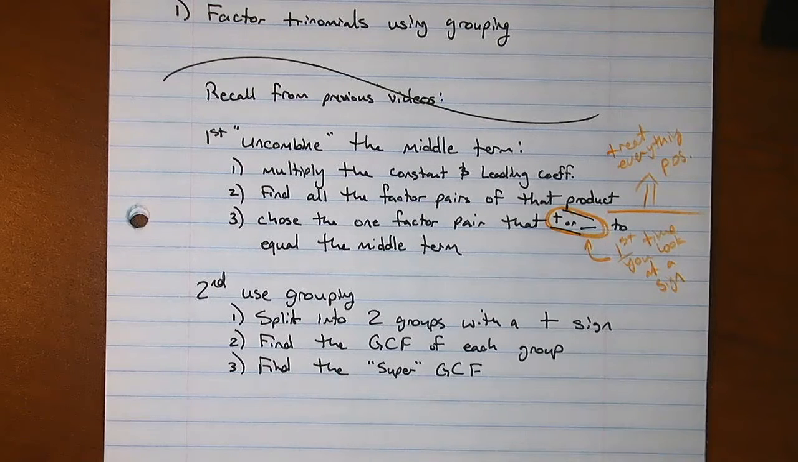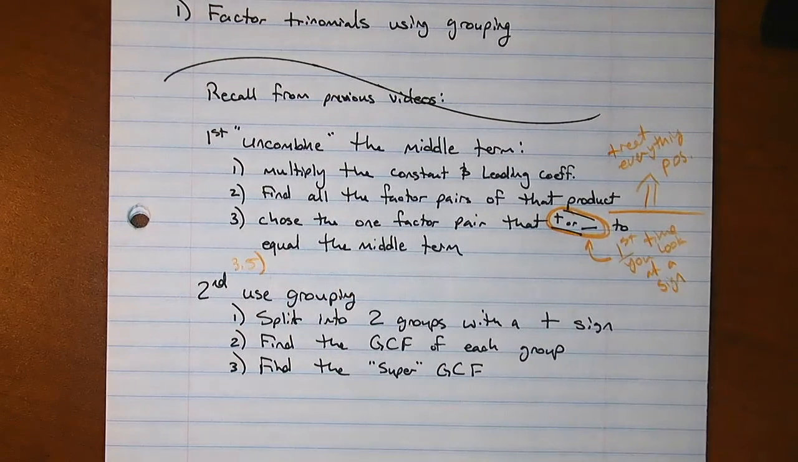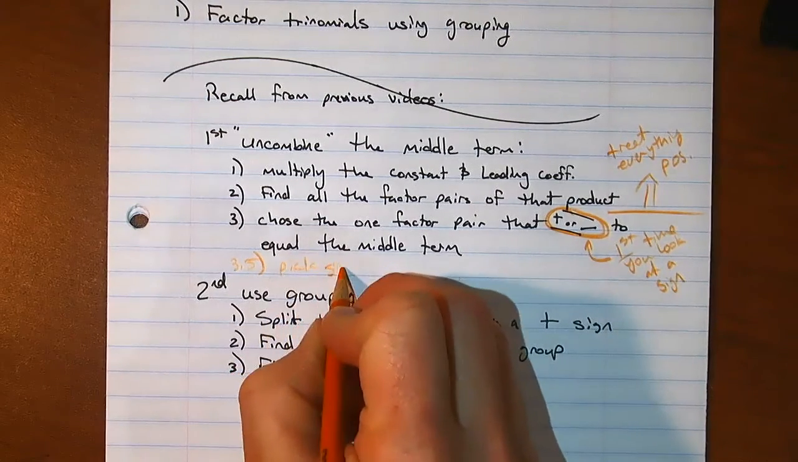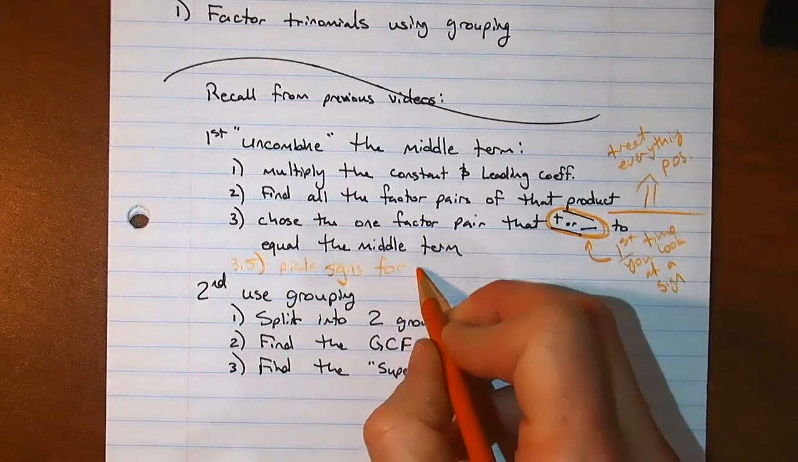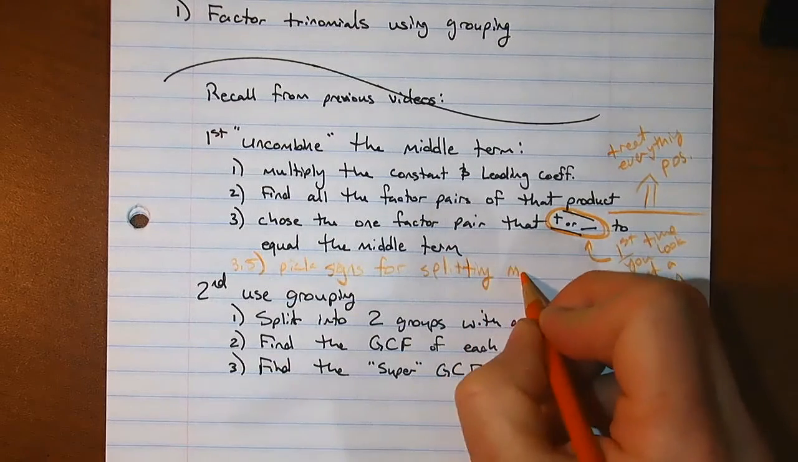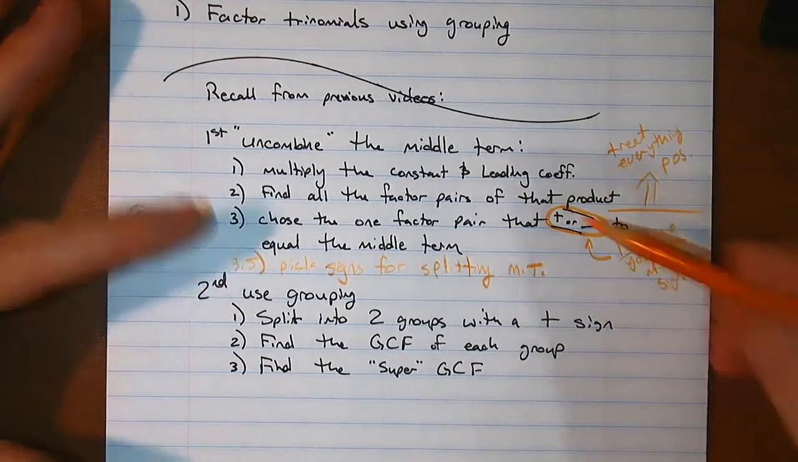Once you decide what your middle factors are, there's really kind of like a step 3.5 here, or maybe you might call it step 4, okay? And that's where you decide what signs the 2 numbers are going to get when you split up the middle term. So I'm going to say pick signs for splitting the middle term. I'm running out of room, so I'm just going to put MT for middle term, okay? So pick signs for splitting the middle term. And really, that's what this video is going to focus on. We're really going to focus on how do you decide what sign.